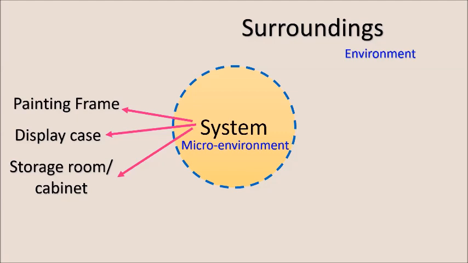So here, the system that we are talking about is the painting frame, display case, a storage room or cabinet, and the surroundings are the outside environment, maybe the environment of the building in which it is placed or the room in which it is placed. So the environment of the surroundings is the normal environment that we'll just call environment, and the environment inside this system that we are studying would be called the microenvironment.